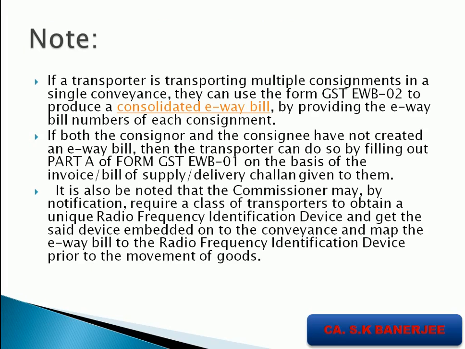If a transporter is transporting multiple consignments in a single conveyance, they can use form GST EWB02 to produce a consolidated e-way bill by providing the e-way bill numbers of each consignment. If both the consignor and consignee have not created an e-way bill, then the transporter can do so by filling out Part A of form GST EWB01 on the basis of the invoice, bill of supply or delivery challan given to them. So the onus of creation of the e-way bill will be on the transporter.